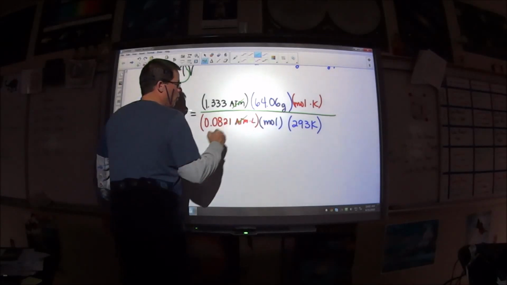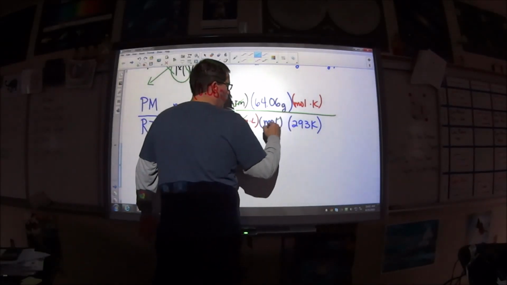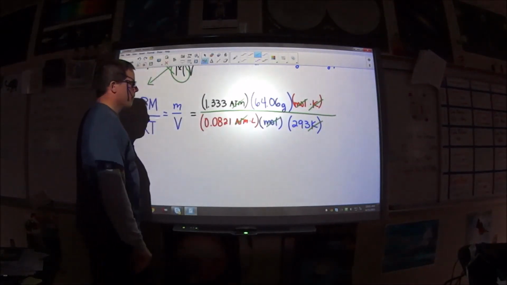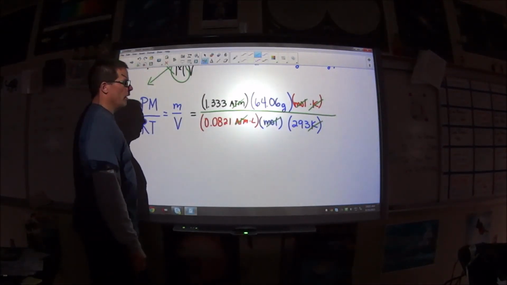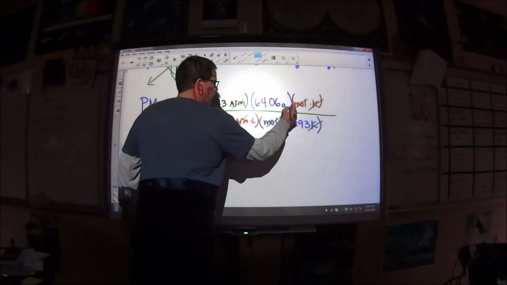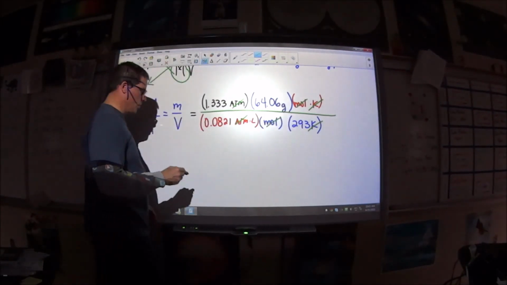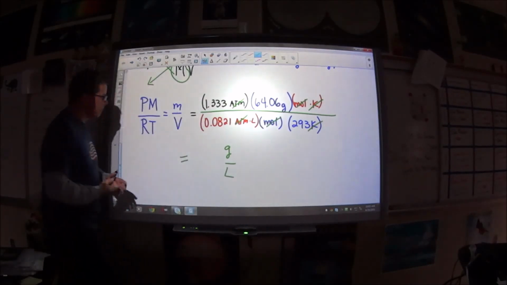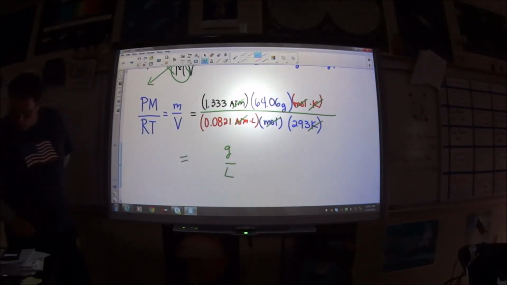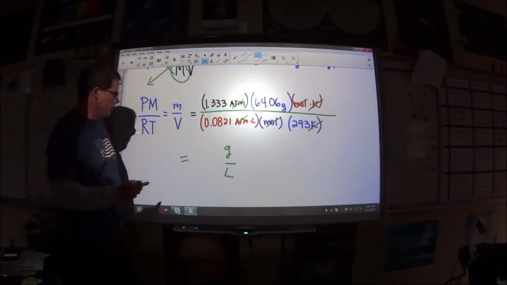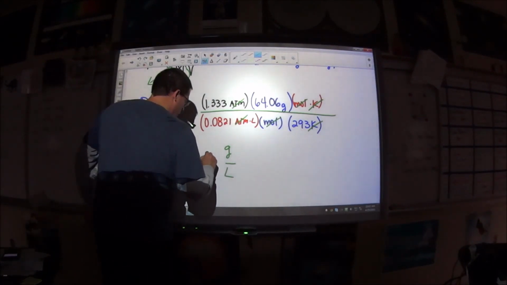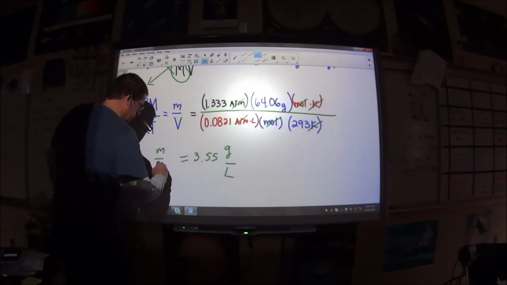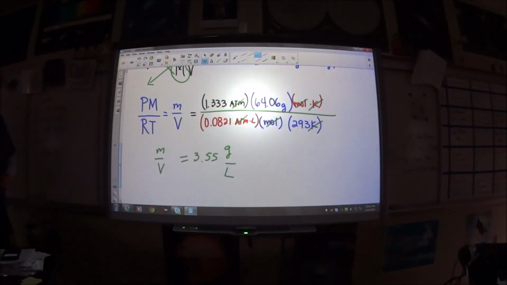Now, let's cancel out like terms. So the atmospheres go away, my moles go away, my Kelvin goes away, and I believe that is all that can go away. So now I have grams per liter, which is the unit that I should have, because that is density. And let's plug that in. Give me 3.55. 3.55 is my density.